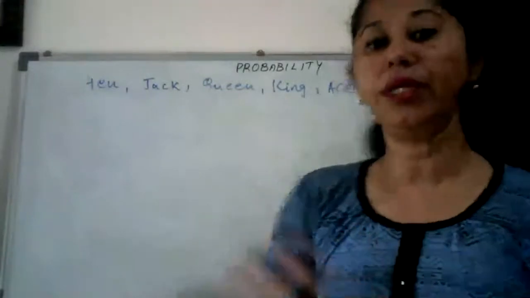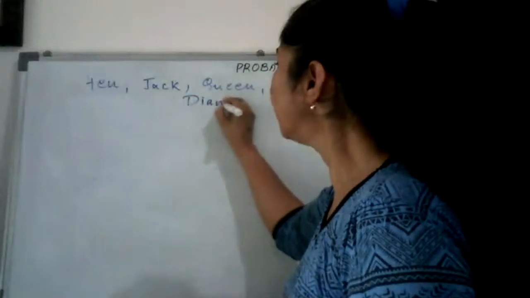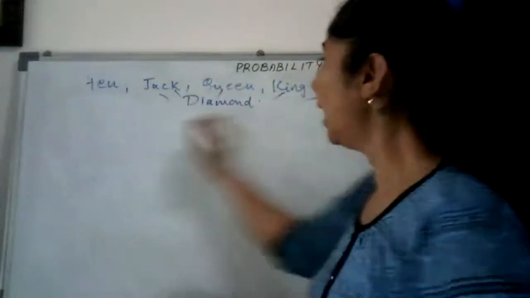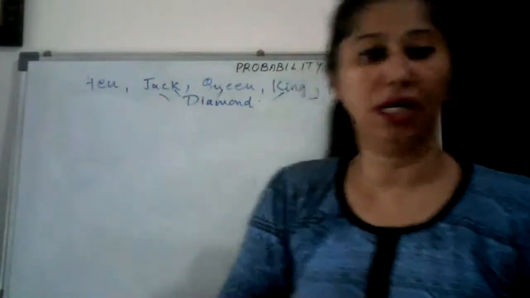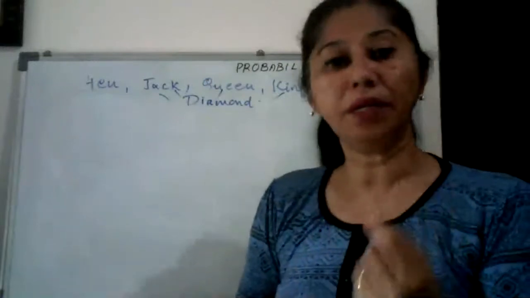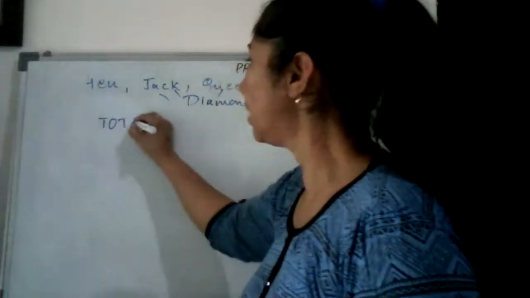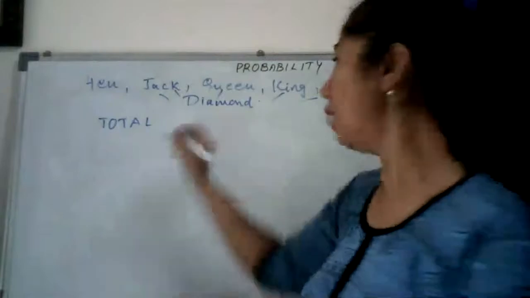So what are we doing here? These 5 cards we are taking, these are all diamond cards, and they have taken only 5 cards out of those 52 cards. Then we are selecting a card randomly. So what will be the total outcomes here? Without even looking further at the question, you can understand what the total outcomes are here.